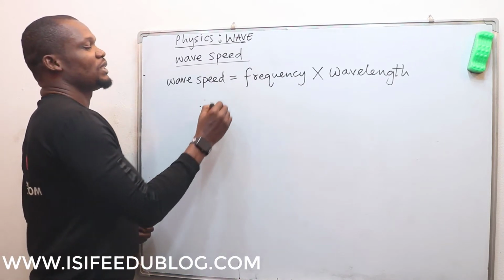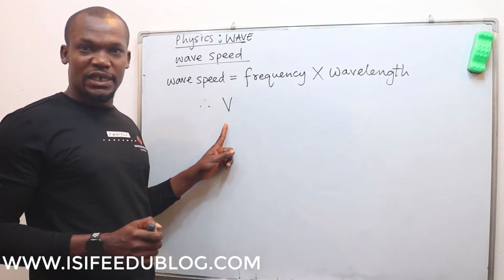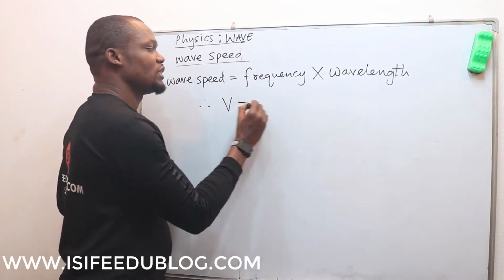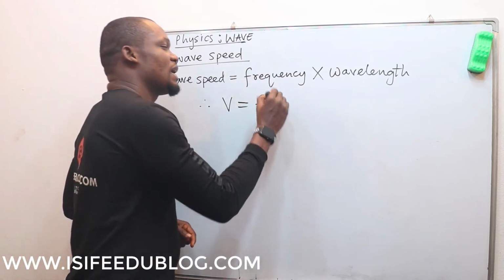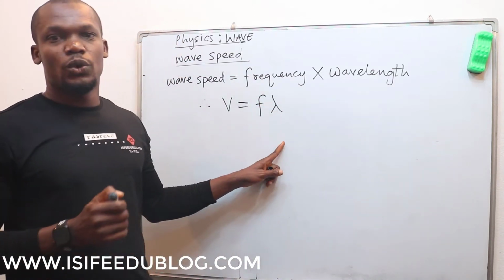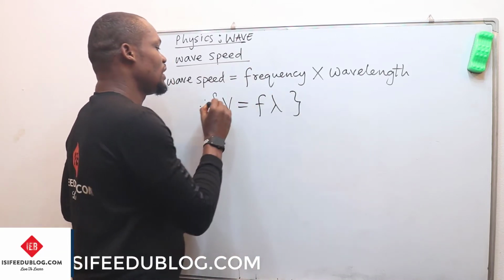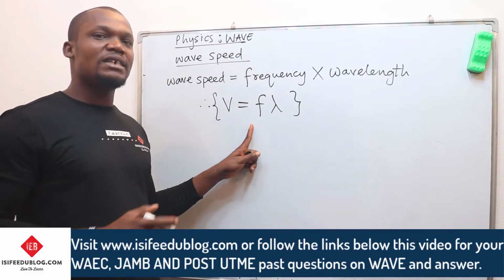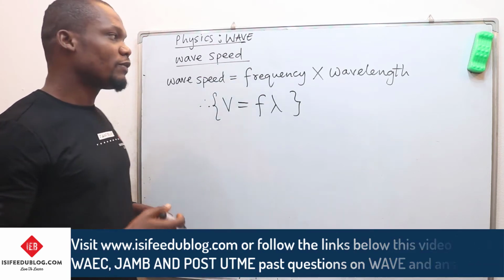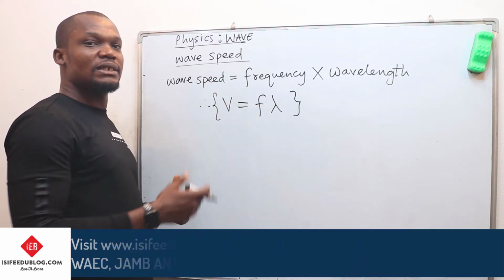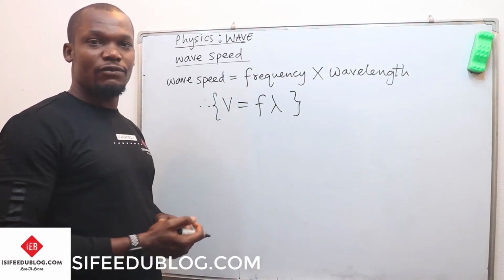Mathematically, we say V, which represents the velocity of the wave, is equal to f, which is the frequency, times lambda, which is the wavelength. Now, this is the standard formula for wave speed. But from other things that we learned under this wave, we can still derive or form other formulas.